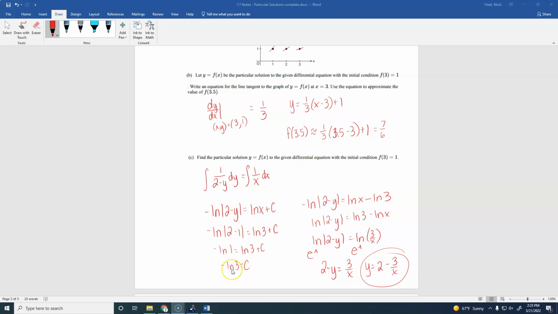I found C first, but you can do this where you solve for y first and then find C. It just depends on what order you like to do that.